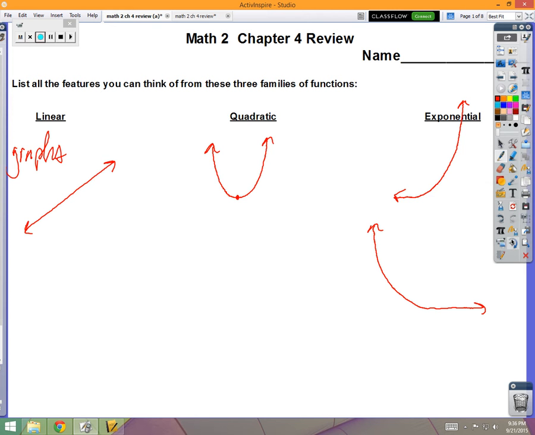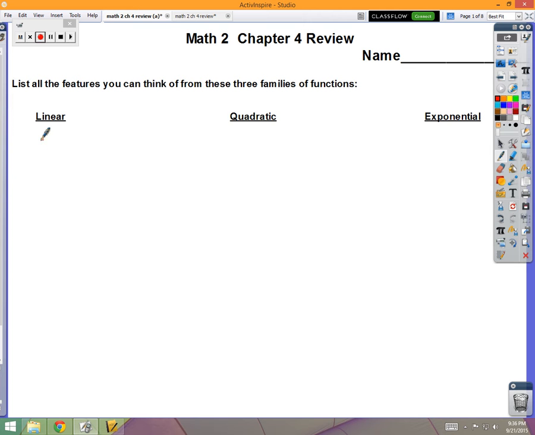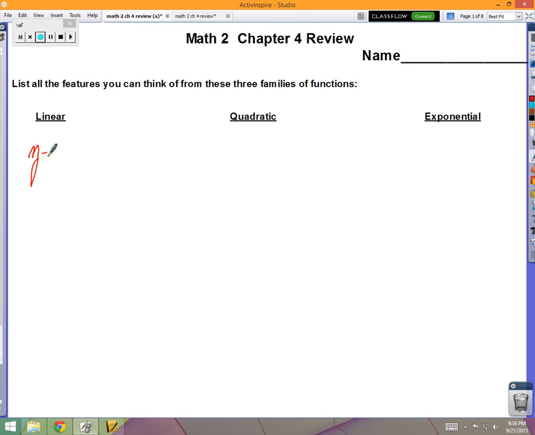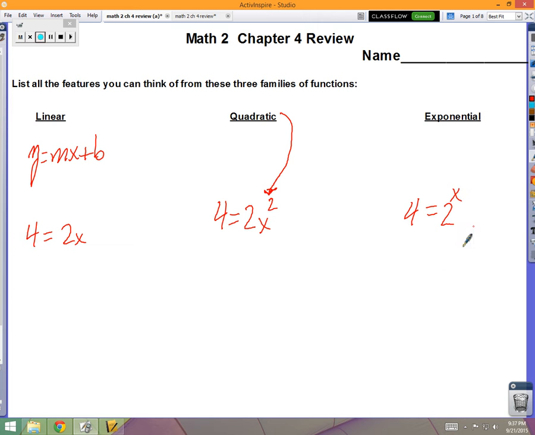Okay, the functions, the equations, the linear equation is y equals mx plus b. Or we got the linear equation is just 4 equals 2 times x. A quadratic equation could be 4 equals 2 x squared. So quadratic, the biggest exponent is a 2. And an exponential equation could be like 4 equals 2 to the x. So when the variable is in the exponent spot, that's called an exponential equation.